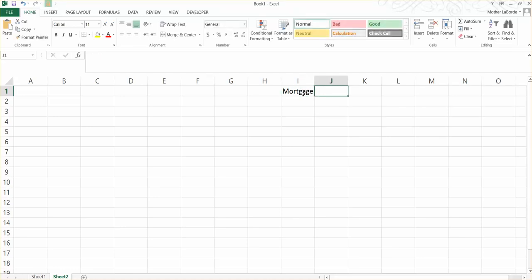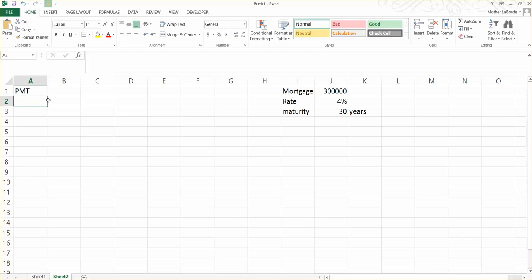Let's say I borrowed $300,000 to purchase a house, and I was charged an annual rate of 4%, and my maturity on the loan was 30 years. What I want to do is develop what's called an amortization schedule. Basically, I just want to calculate what my payment will be, how many payments I'll make.